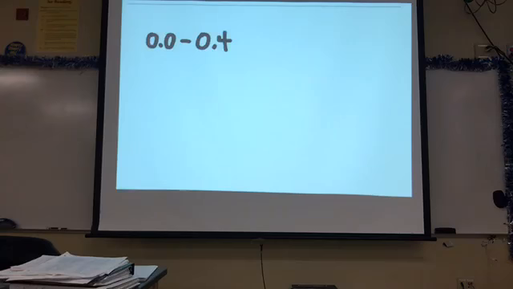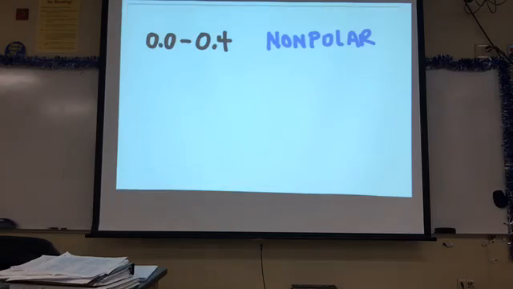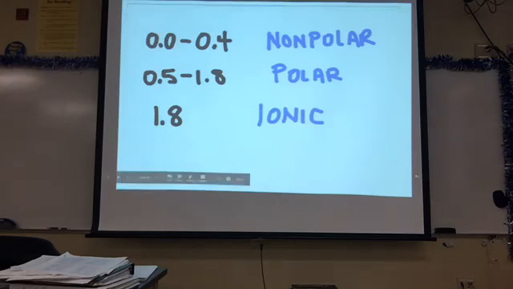Well, generally, if we have a difference of 0 to 0.4, we're going to have even sharing of the electrons. We're going to call this type of bond a non-polar bond. If we have 0.5 to about 1.8, we're going to have uneven sharing of the electrons, and we call this a polar covalent bond. Finally, if we have values that are greater than 1.8, generally we're going to have an ionic bond, and we're going to have one element being strong enough, or a great enough electronegativity, to steal the electron from the other atom. Now, these are just generalized values, and we can have some variation.